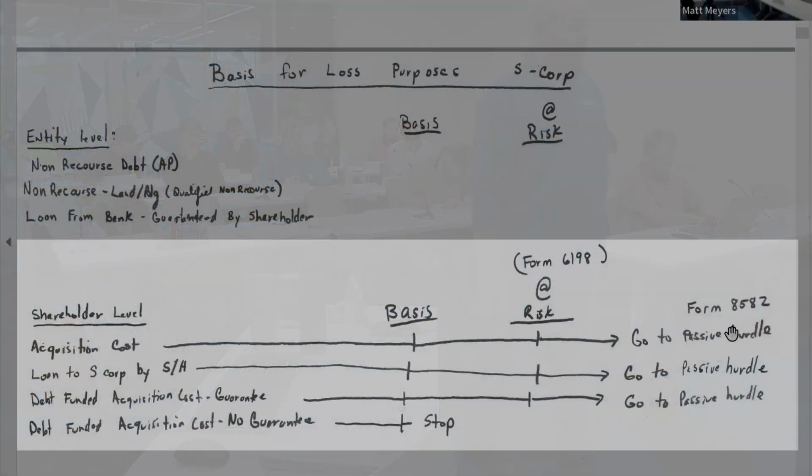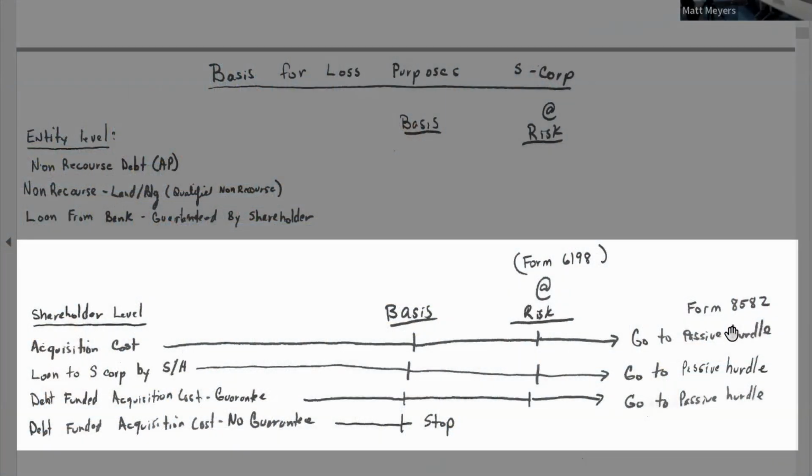Okay, so a loan to the S Corp by the shareholder gets us over the basis hurdle and the at-risk basis hurdle. Debt-funded acquisition cost with a guarantee gets you over the basis hurdle and the at-risk hurdle. Debt-funded acquisition with no guarantee only gets you to basis.